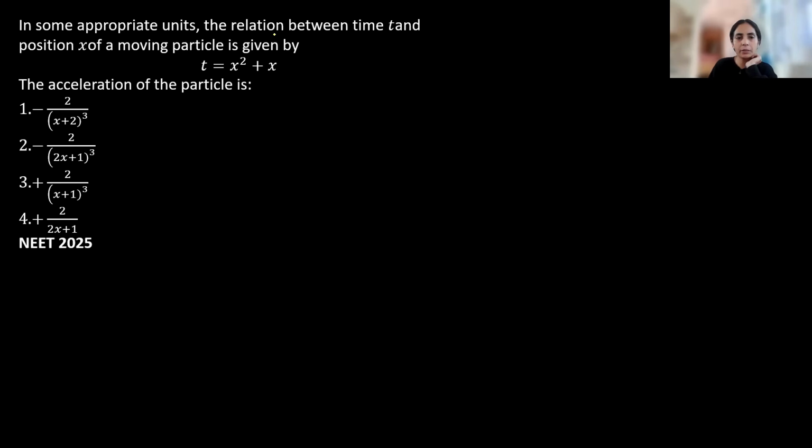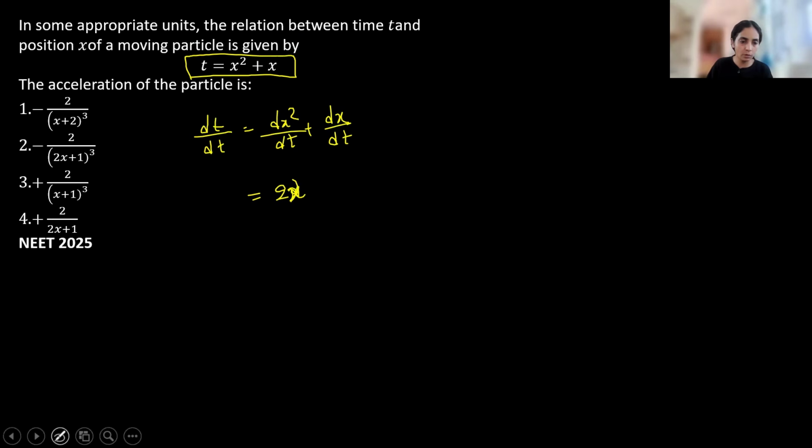In some appropriate units, the relation between time and position of a moving particle is given as this. So the acceleration of the particle will be what? So t is given, acceleration is asked. So what will we be doing? Differentiating with respect to time. So dt by dt will be equal to dx square by dt plus dx by dt. You should be clear with differentiation and integration. So this will be 2x.